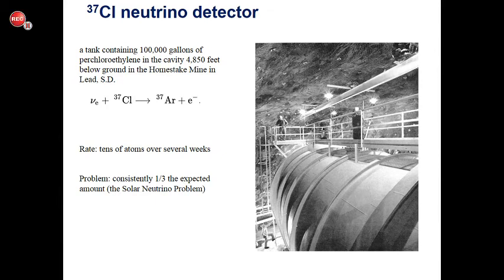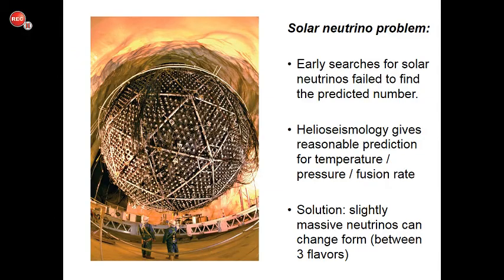And this came up with a problem: they had an idea of how many particles could be detected, and they saw about a third of them, which means either the sun was not producing energy the way we thought, or something's going on with our experiment. And so some different versions of the experiment kept finding this problem of there's not enough neutrinos. And we could definitely model what's going on through this helioseismology. We could figure out reasonable ideas for temperature, pressure, and fusion rate.